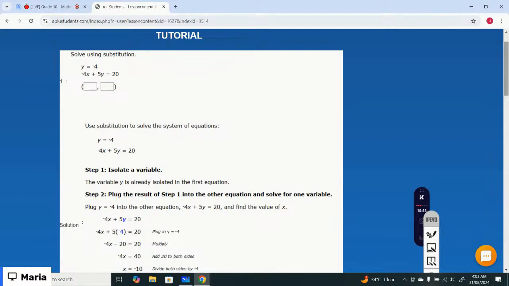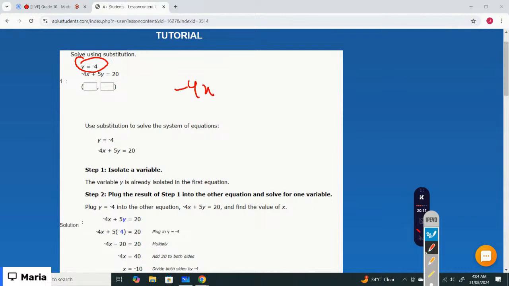So you are given two of the equations. The first thing you need to do is isolate the variable from one of the equations and then substitute it into the second equation. So you can see here the variable y is already isolated. You have y at one side and the rest of the things on the other side. So you can substitute y equals -4 in the second equation, right?